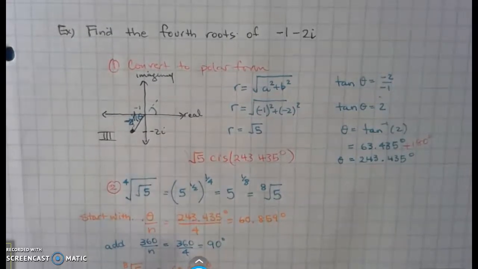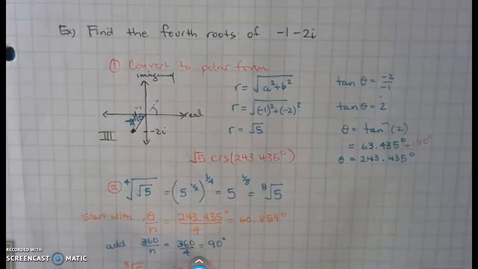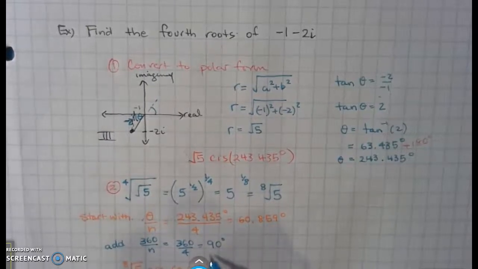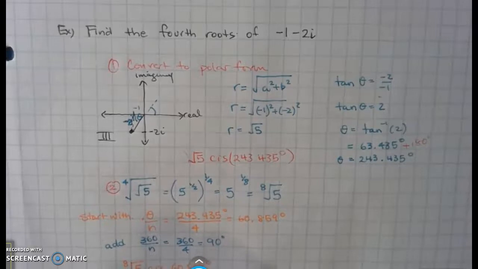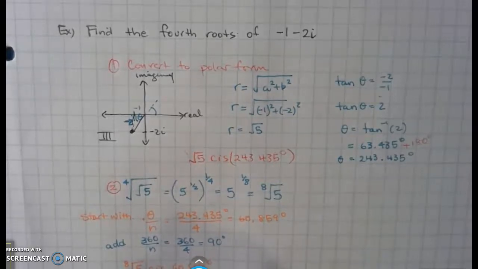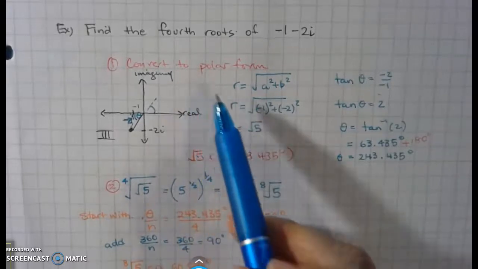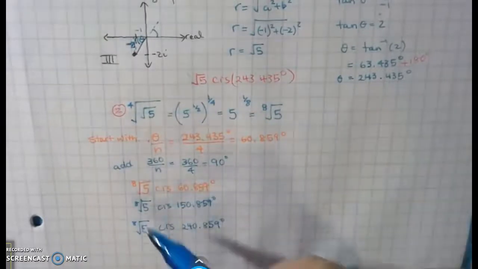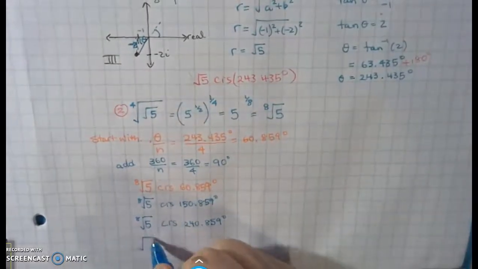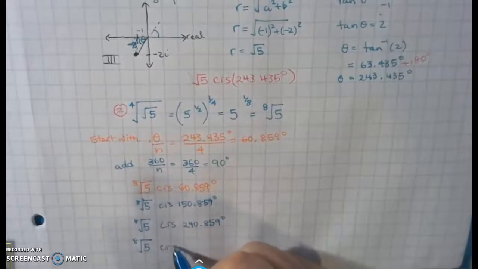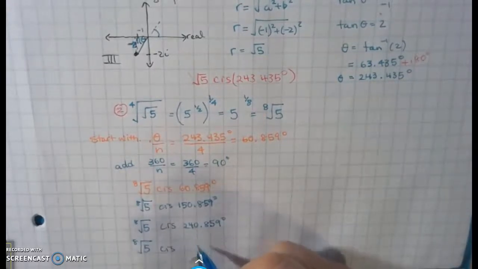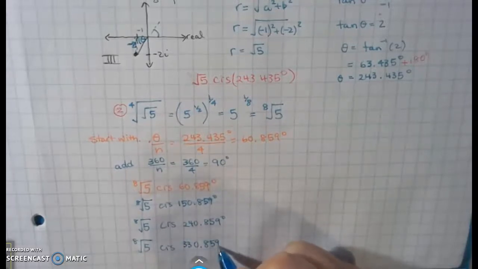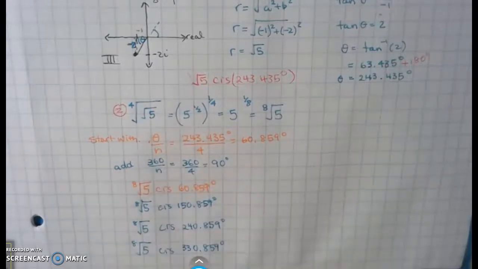And then the next solution is the 8th root of 5 at another 90 degrees added, 240.859 degrees. And remember, because we are looking for the 4th root, we should have 4 solutions. Another 90 degrees added to this is going to be 330.859 degrees. Now this is in polar form.